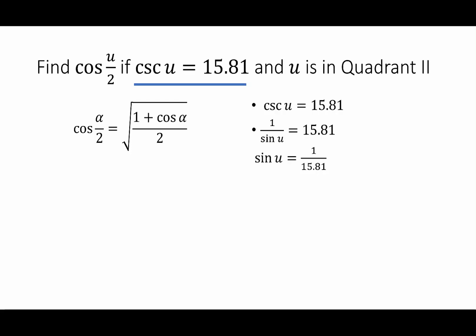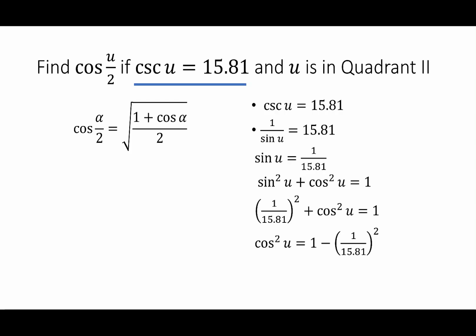So instead, I'm going to bring back in our Pythagorean identity for sine and cosine. I'm going to look at sine squared u plus cosine squared u is equal to 1. Since I know the sine of u, I can put in that 1 over 15.81 squared plus the cosine squared of u is 1. I'm trying to solve for the cosine of u, so I'm going to move the 1 over 15.81 squared to the right side of the equation. Then I'll take the square root of both sides, and I'll put that in my calculator. At this point, I'll go ahead and round.